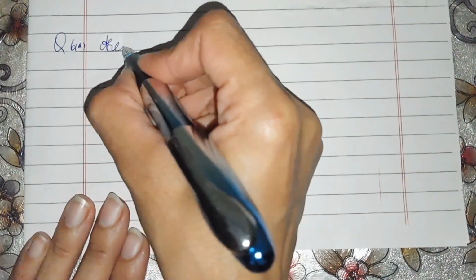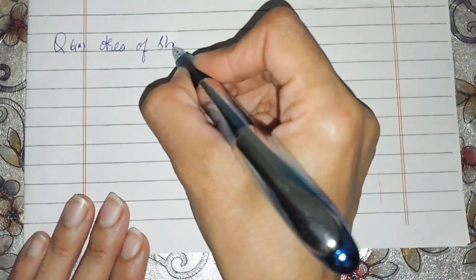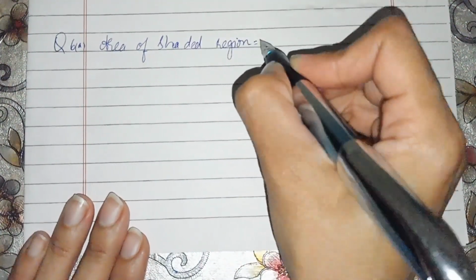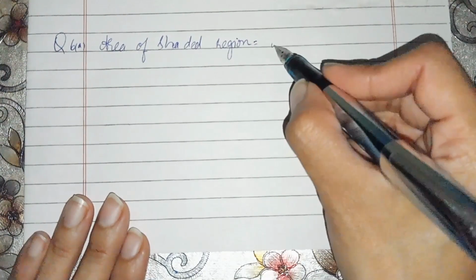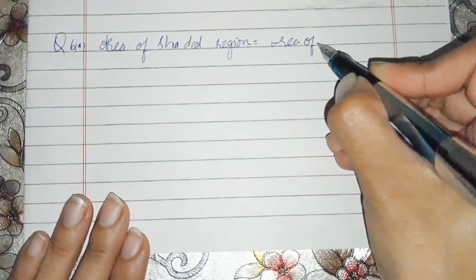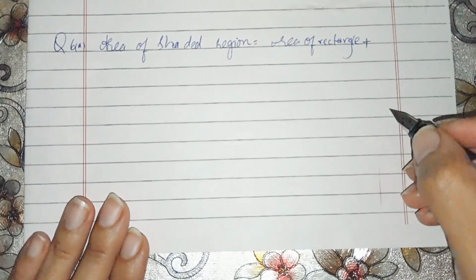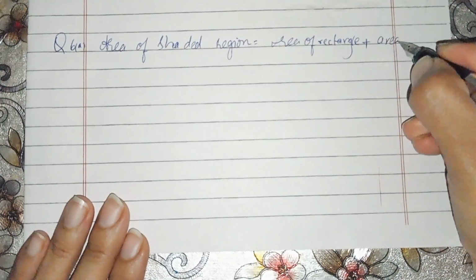Now students, area of shaded region is equal to area of rectangle plus area of semicircle.